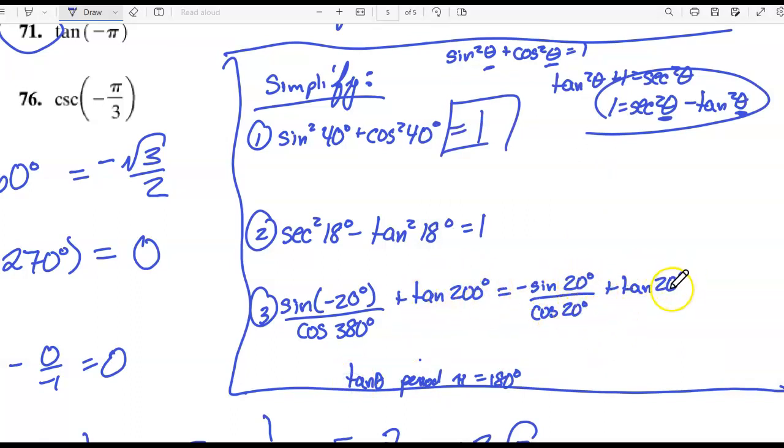Now everything's in terms of the same angle, and now this guy becomes really easy. Sine over cosine is tangent. Negative tangent of 20 plus tangent of 20, I'm adding, well, that's going to reduce to 0, right? So there's our final answer. So that's using some of those properties that we've talked about to simplify some of these trig functions a little bit, to make them a little bit easier.